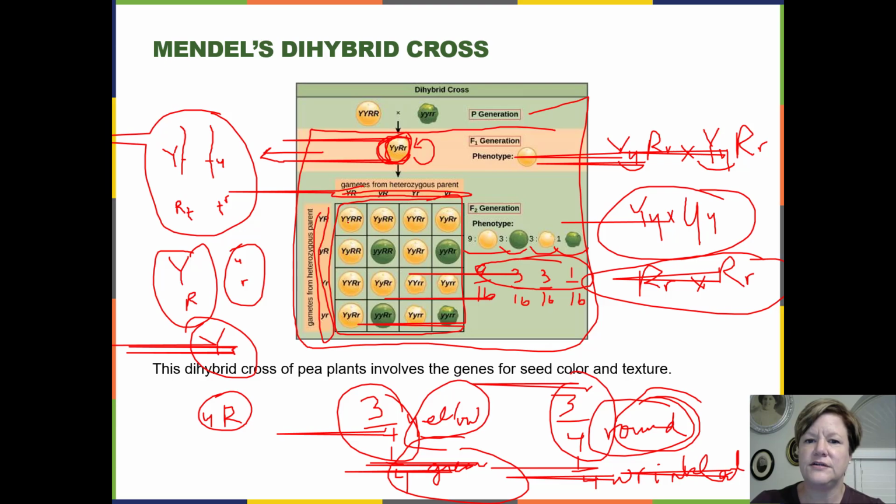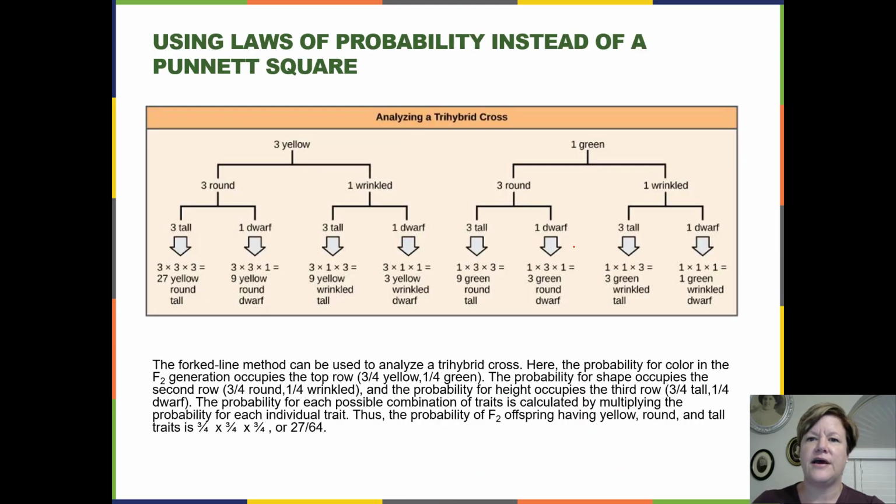Out of 16 possibilities, 9 would have the dominant trait for both of the different genes. 3 would have a dominant trait for one of the genes, but a recessive trait for the other. So round is dominant, but green is recessive. Another 3 out of 16 would be kind of the opposite. They would be dominant for the color, but recessive for the shape. And then 1 out of 16 would be recessive for both traits. So that's using the multiplication rule to figure these out.